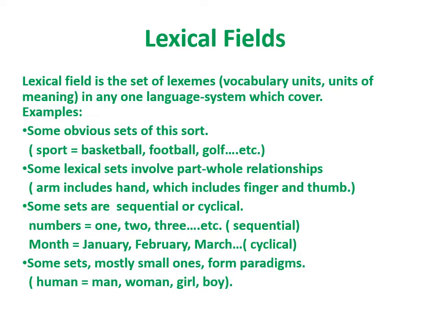But the words in the classification are different. Sport, basketball, football, golf, and so on are not sequential, not cyclical, not part or whole. They are separated. Football and basketball are separated, no join, no connection. But they are under one category, which is sport. It's different from arm, which includes hand, finger, and thumb, which are connected to each other. And also numbers, they are arranged in sequence, 1, 2, or month, January, February, and so on. And human is a category which includes man, woman, girl, boy, like parts of it.